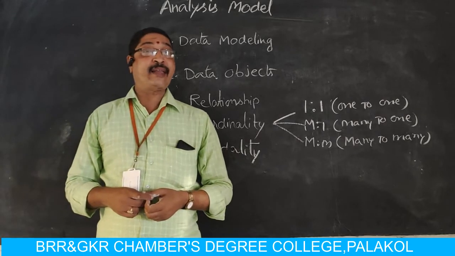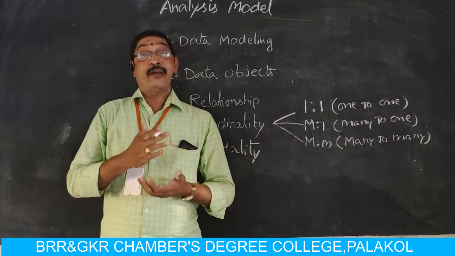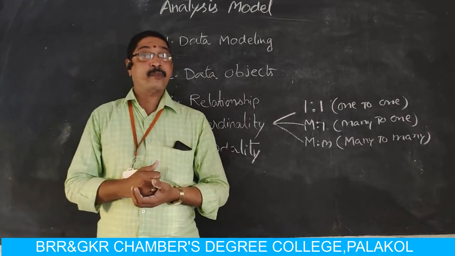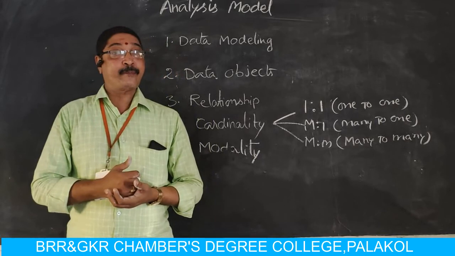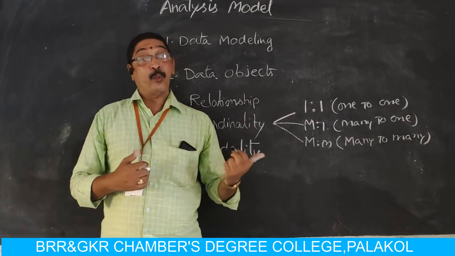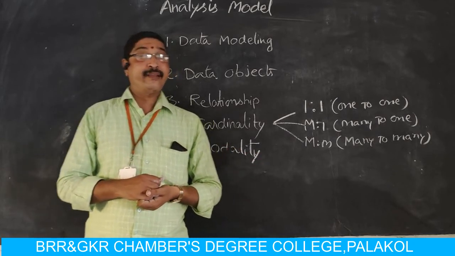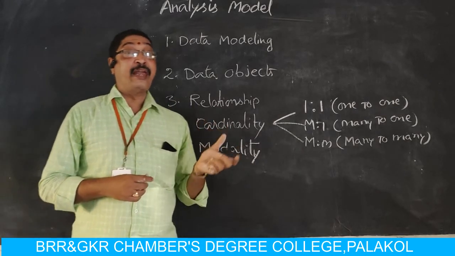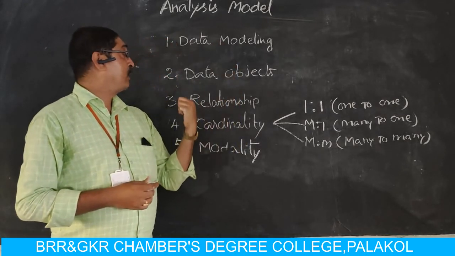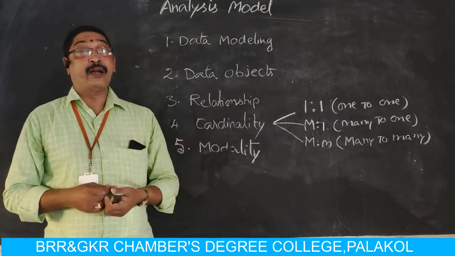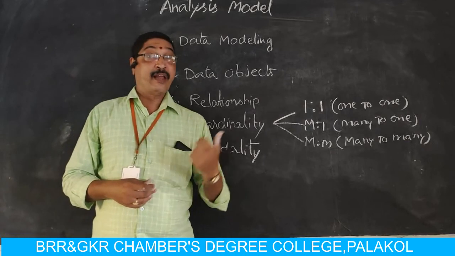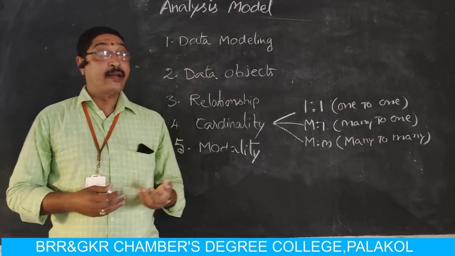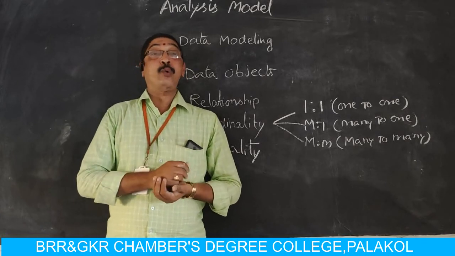And modality. What is modality? Modality is this: if the events are optional, then the modality is 0. If the events are compulsory, then the modality is 1. Like that, modality can also be explained. All these concepts will be explained in detail in our remaining sessions. Here, I am simply introducing the terminologies: data modeling, data objects, relationships, cardinality and modality. These will be discussed in our next topics, along with other diagrams like data flow diagrams and ER diagrams. All the diagrams we will discuss in the next session.